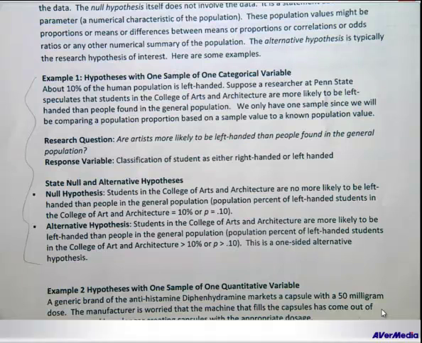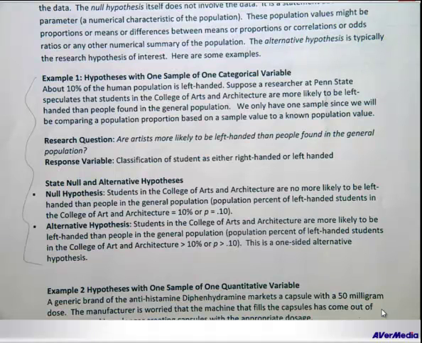It says about 10% of the human population is left-handed. Suppose a researcher at Penn State speculates that students in the College of Arts and Architecture are more likely to be left-handed than people found in the general population. We only have one sample since we will be comparing a population proportion based on a sample value to a known population value. The research question, basically, are artists more likely to be left-handed? It's a good question. The response variable, what they're looking at, is whether people are right-handed or left-handed.